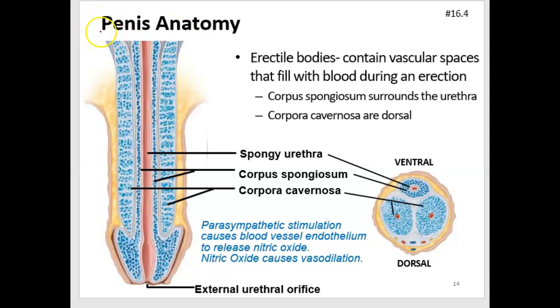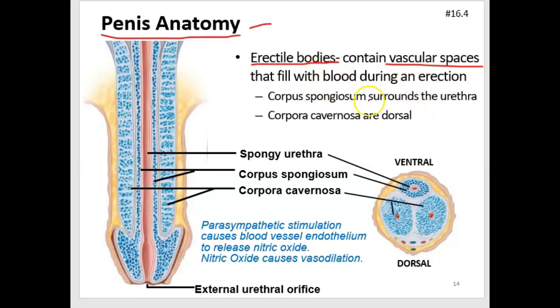Okay, another structure for the male reproductive system is the penis. And the penis, as you probably know, is an organ that's designed to deliver sperm to the female reproductive tract, and therefore it has some structures inside that are vascular spaces that fill with blood to keep the penis rigid when needed. And these vascular spaces are called erectile bodies, generically.